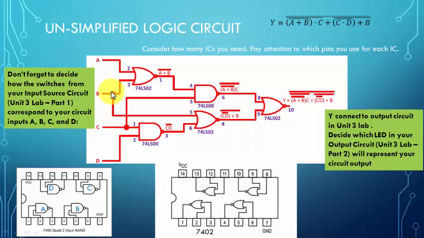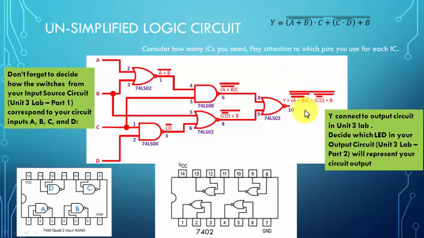From here you can see, spend some time on this circuit and figure out why they are connected like this, and then how to test this circuit. You have 4 inputs, A, B, C, D.